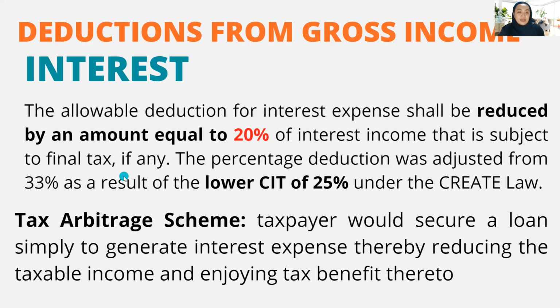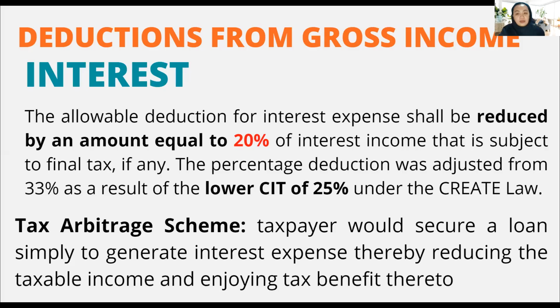So this is pretty simple, no? Of course, a corporation will incur interest expense from their loans, okay? Because they would have to pay interest for the use of the money of the bank or financial institutions. Now, if they have investment in banks or in some financial institutions, they will earn interest income. And from your knowledge, interest income is usually subject to final tax of 20% because it's a passive income. Okay, so as a rule, whatever interest expense incurred by the corporation shall be further reduced by 20% of the interest income that is subject to final tax.